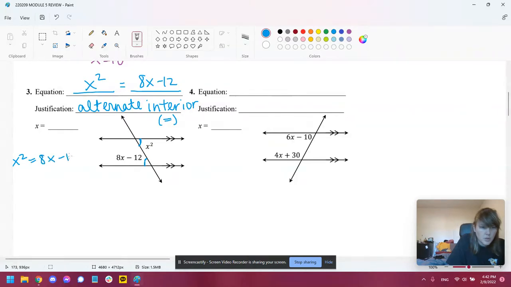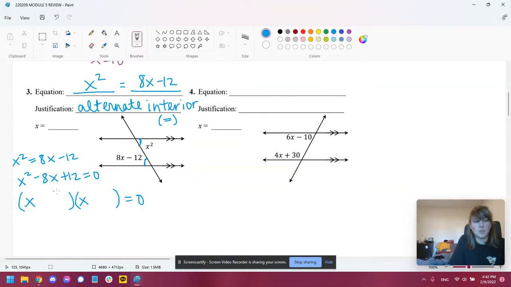Equals 8x minus 12. Whenever I have an x squared involved, I'm going to move everything to one side and set it equal to 0, right? By subtracting 8x from both sides and adding 12 to both sides. Then, and I know you all love this, I'm going to factor. This is how we solve quadratics. I decided to factor, so I'm going to say what multiplies to 12 and adds to negative 8. That's negative 6 and negative 2. And then for the final answers, we switch the signs.